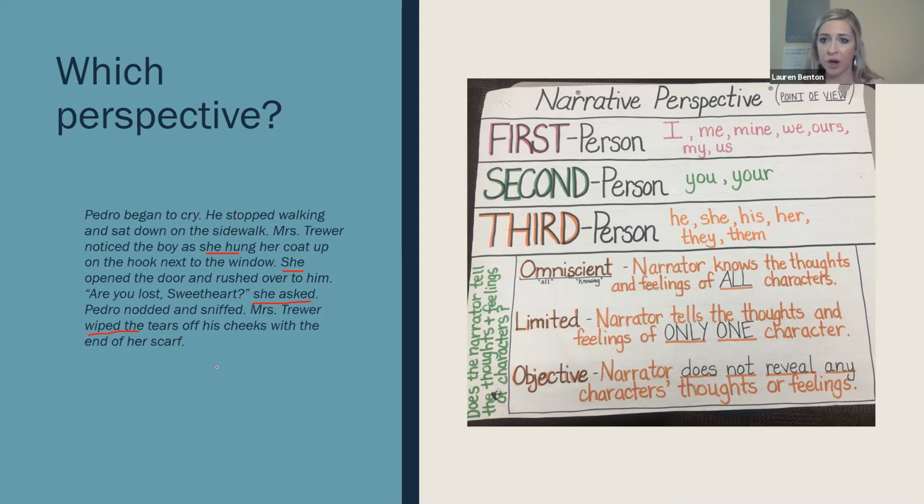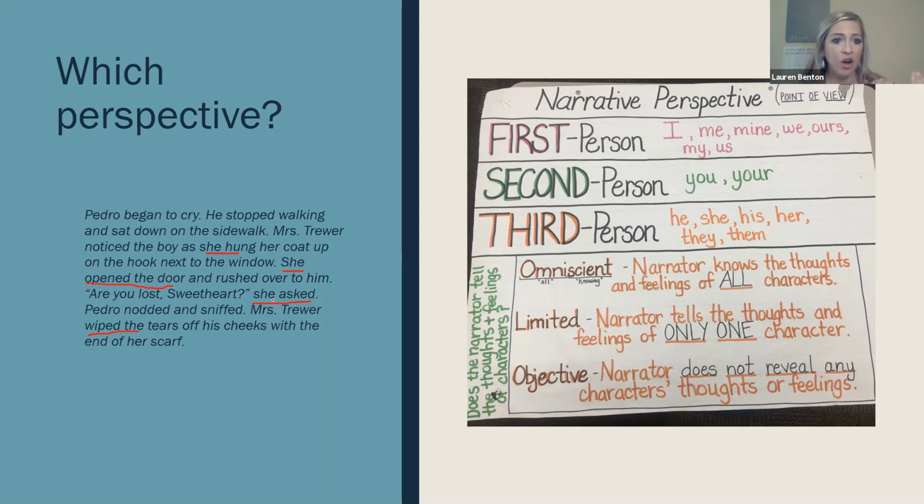So in this perspective, we're able to tell it's third person because we see those helpful pronouns, he, she, but we are not able to see any thoughts and feelings in this. So he began to cry. You can see that. You can observe that. She opened the door. That's an observation as well.